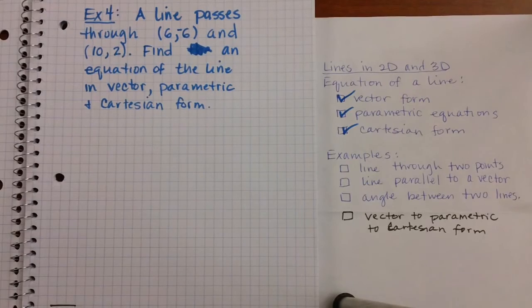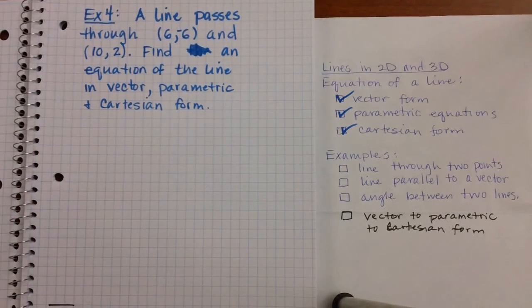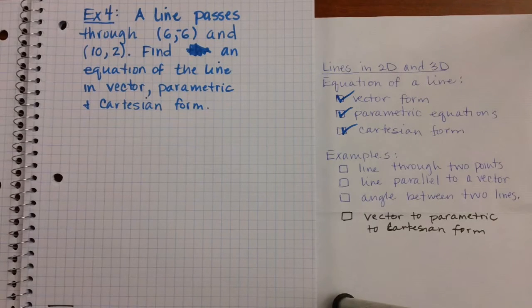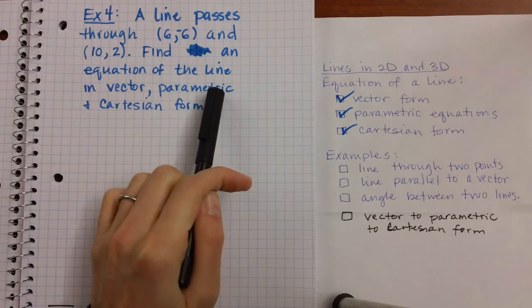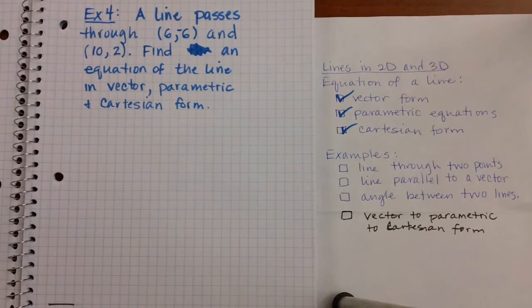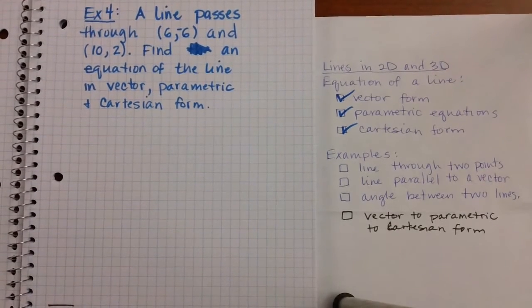In this example, we have a line that passes through 2 points, and it's in 2 dimensions. We're going to find an equation of the line in vector form, and then convert that to parametric equations, and finally the Cartesian form of the equation of the line. So we're going to start out with the vector equation of the line.